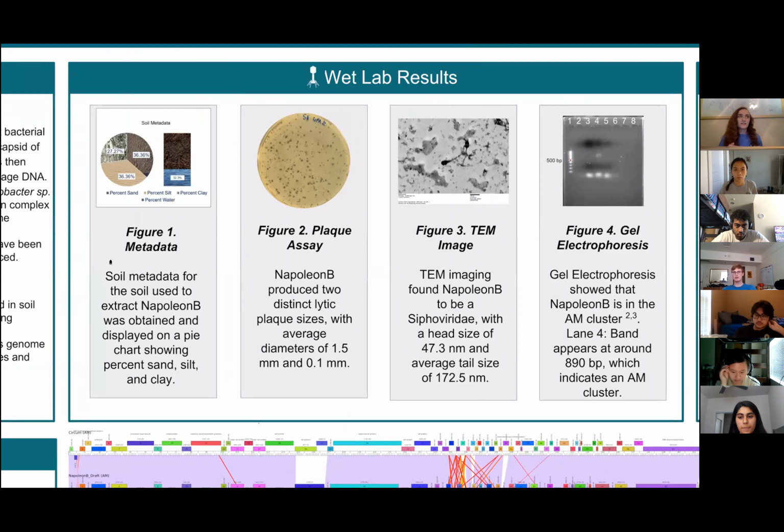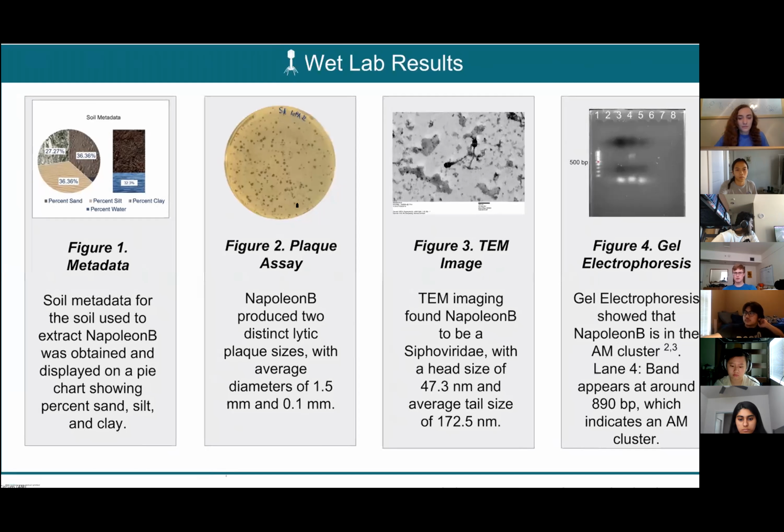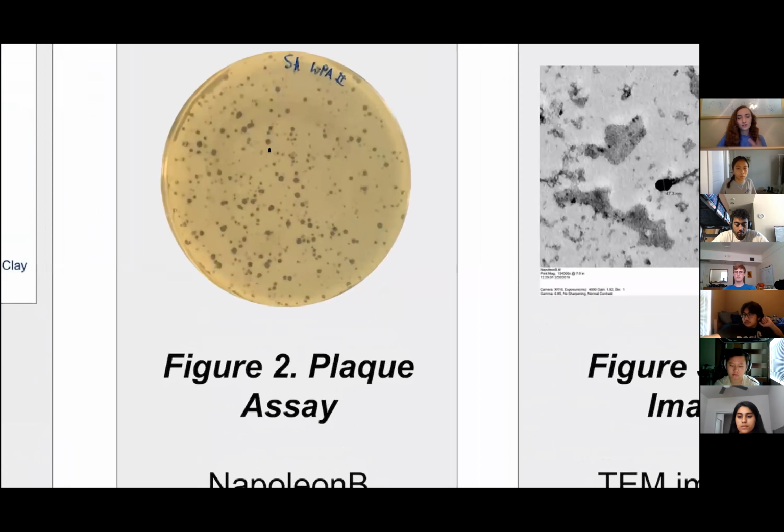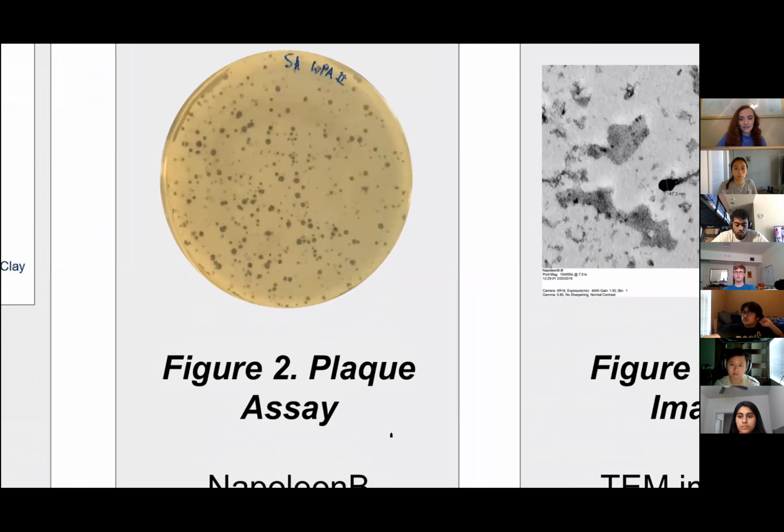What's really interesting about Napoleon B is most phages only produce one plaque size because, as I said before, phages are super specific to their hosts and only do one distinct plaque. But Napoleon B did two different plaque sizes. He did these small plaque sizes and these bigger plaque sizes.